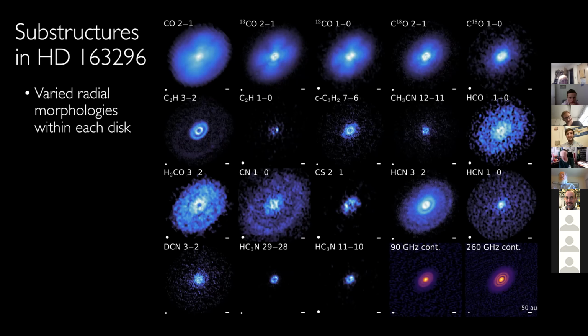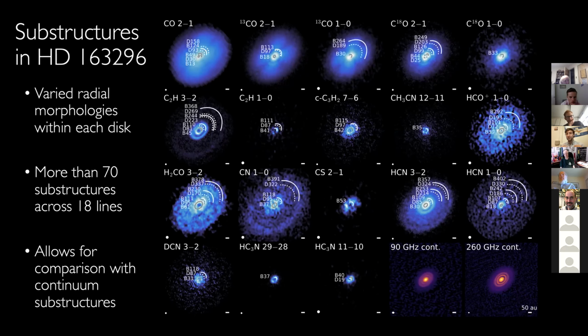But one thing I want to emphasize is now we can actually put the continuum, so the dust observations, on an equal footing with the gas observation. If you look at the beams here, they're comparable between the line observations and the continuum observations. So what this allows us to do is go ahead and homogenize the sample, uniformly analyze all of the substructures. That's what I've done here, labeled the radial locations of each ring and gap that we see. So in HD 163296, that amounts to more than 70 substructures across these 18 lines. But perhaps more importantly, this allows us to directly compare with the radial locations of the substructures that we know to exist in the dust.